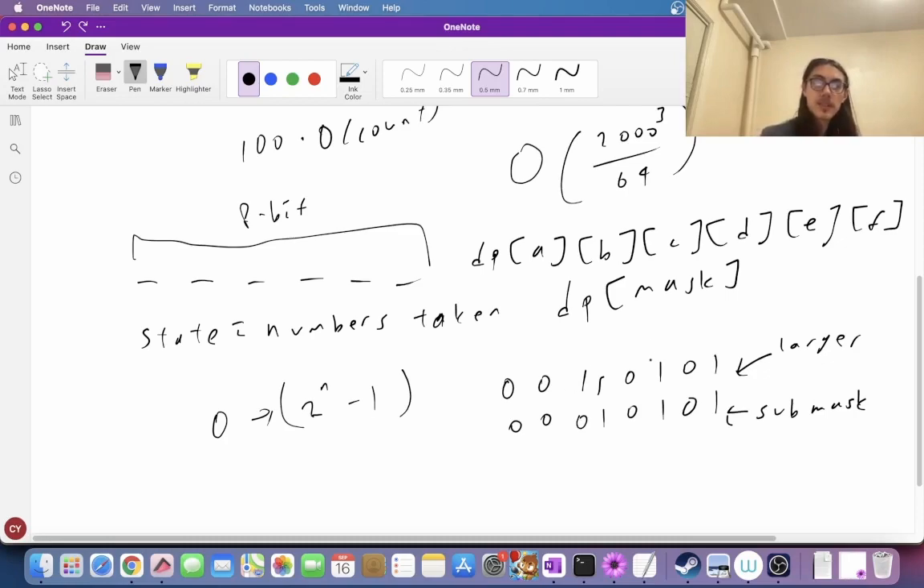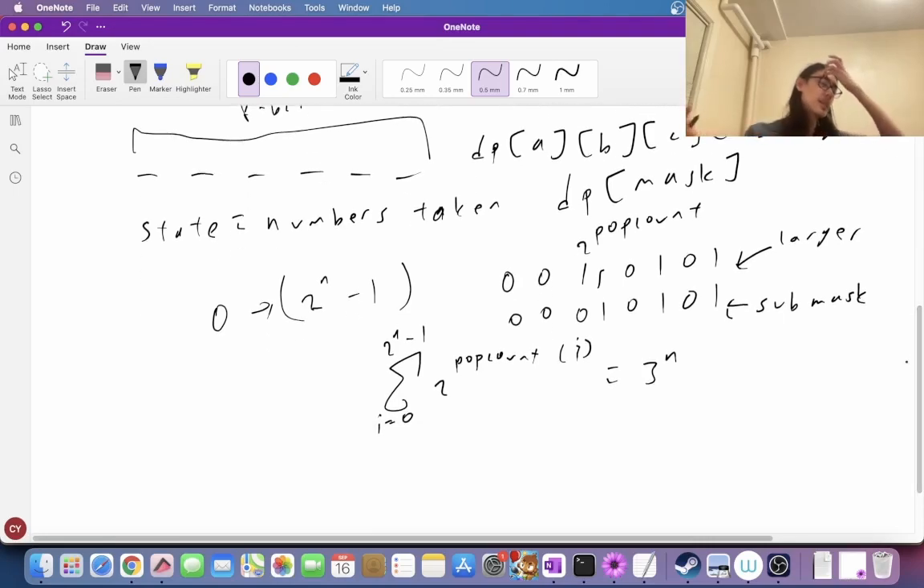So if we iterate over all submasks, it's going to be 2 to the pop count. It's going to be 2 to the number of ones, because each one in the larger mask can be 0 or 1 in the submask. And it turns out the sum from i equals 0 of 2 to the pop count of i, the total cost of iterating over these submasks, is equal to 3 to the n, which is the total complexity that we'll get of iterating over all submasks of some specific number.